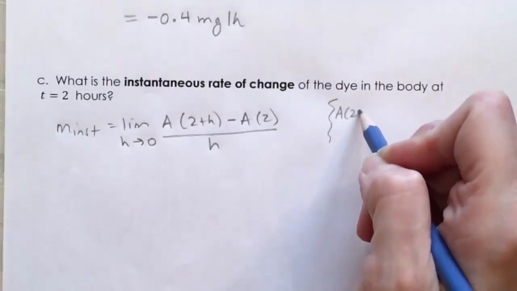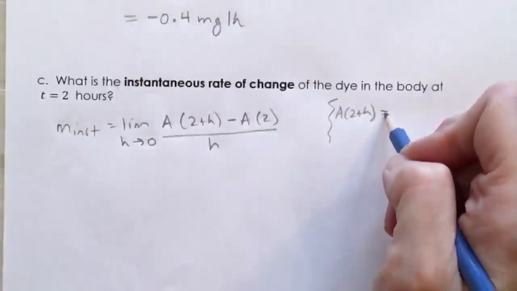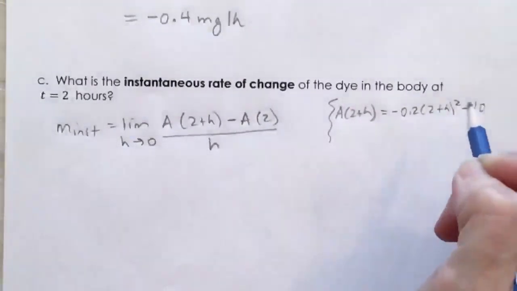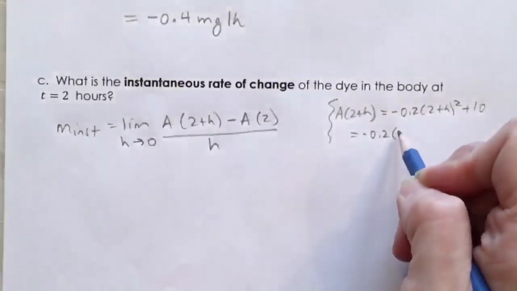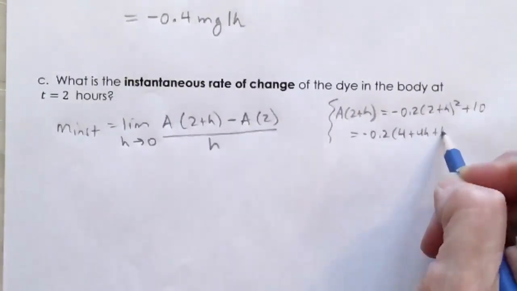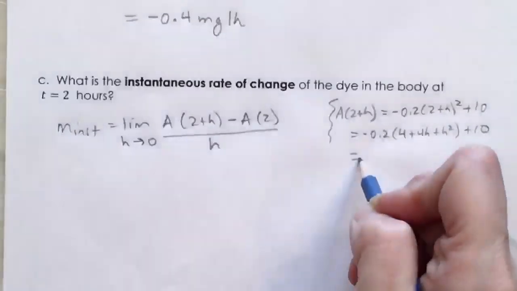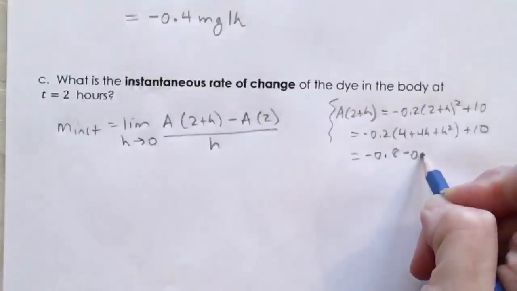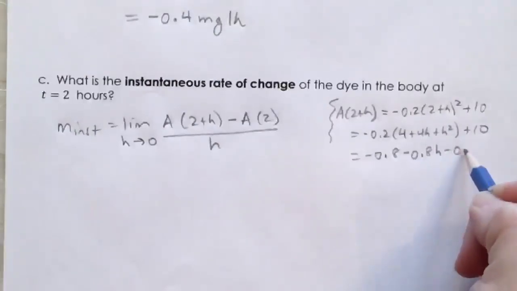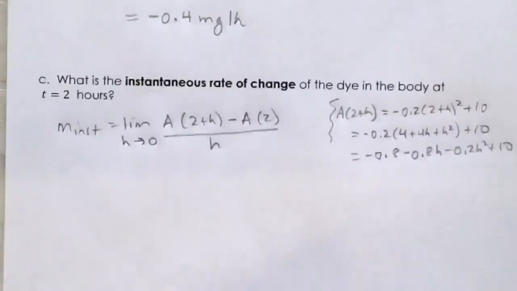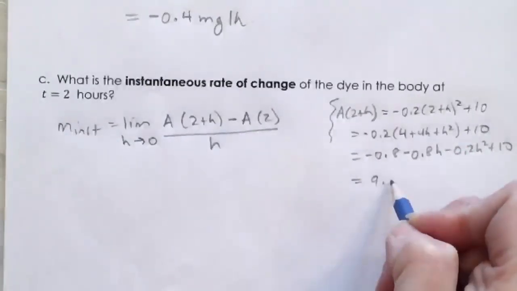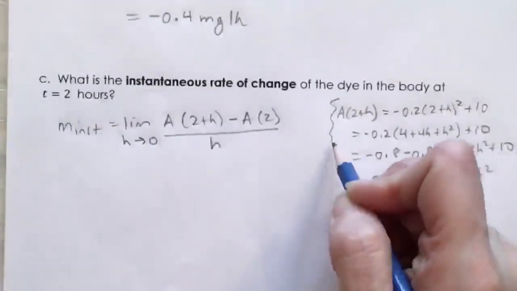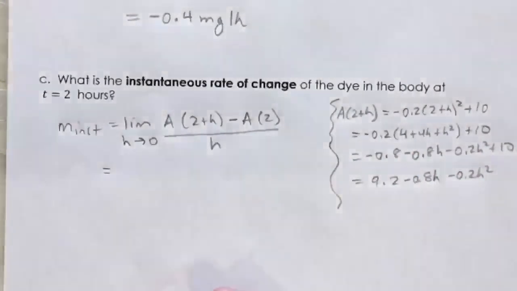So A(2 + h) is going to be -0.2 times (2 + h)² + 10. That's -0.2 times (4 + 4h + h²) + 10, which is going to be -0.8 - 0.8h - 0.2h² + 10, which is going to be 9.2 - 0.8h - 0.2h². Okay, so we're ready to substitute in now.